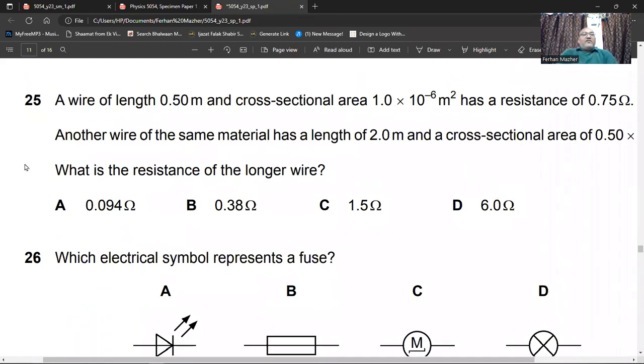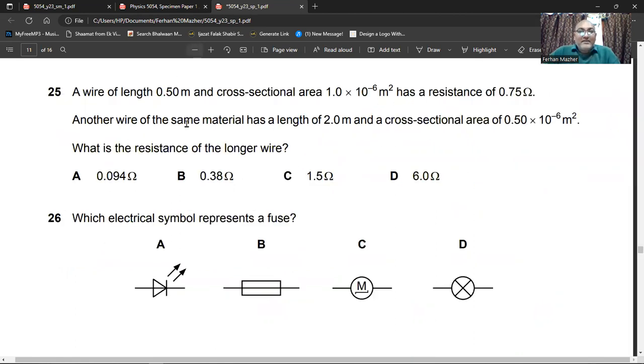Question number 25. A wire of length 0.50 meter and cross-sectional area of 1 exponent minus 6 meter square has a resistance of 0.75 ohm. Another wire of the same material, the important thing is same material, so they will have the same resistivity, has a length of 2 meter and a cross-sectional area of 0.50 exponent minus 6 meter square. What is the resistance of the longer wire?